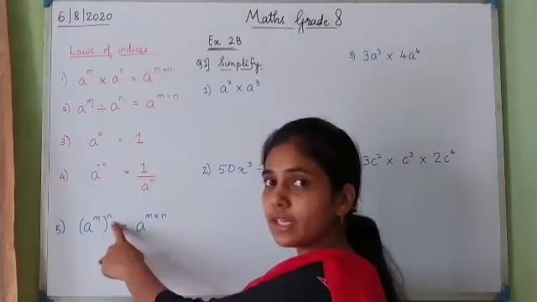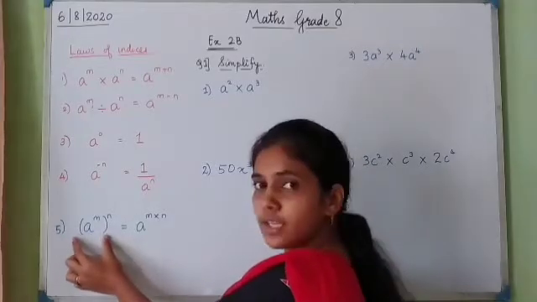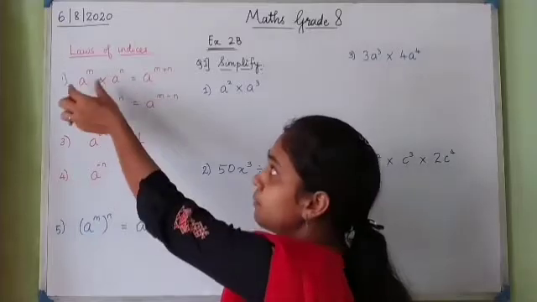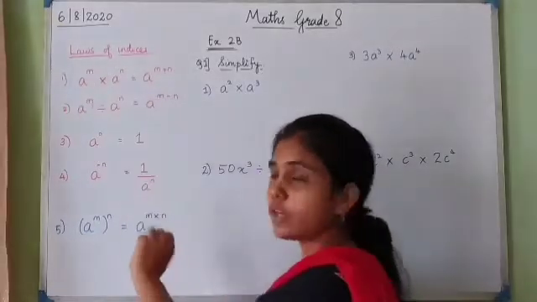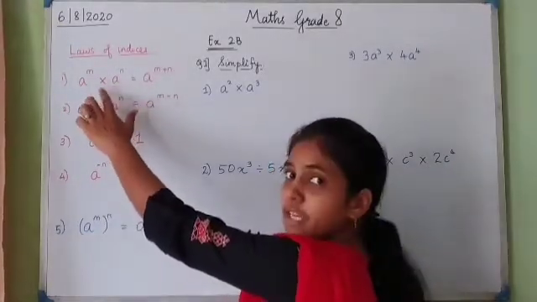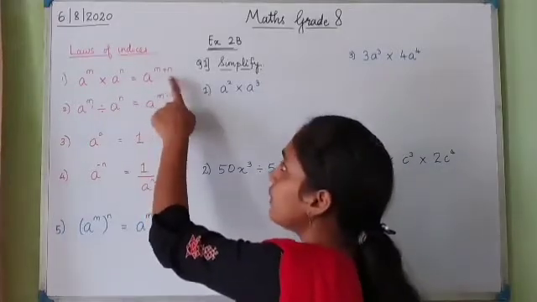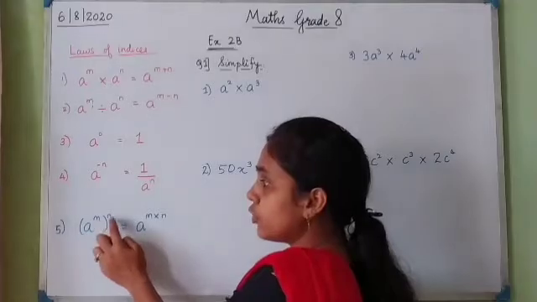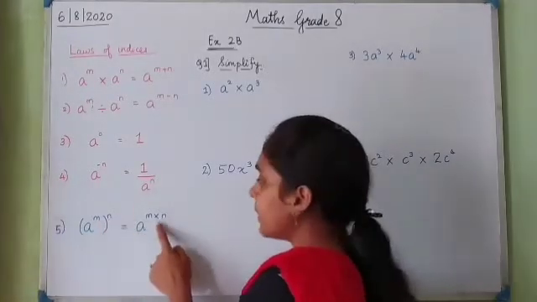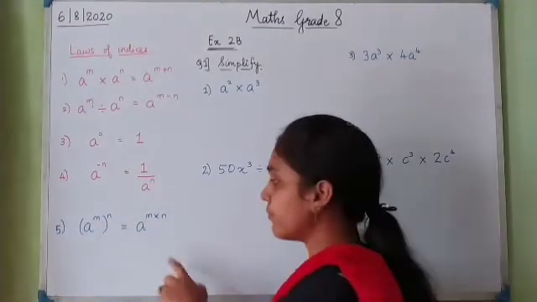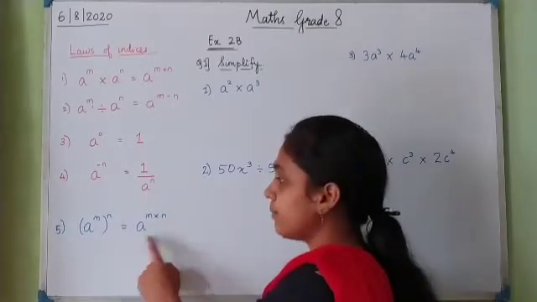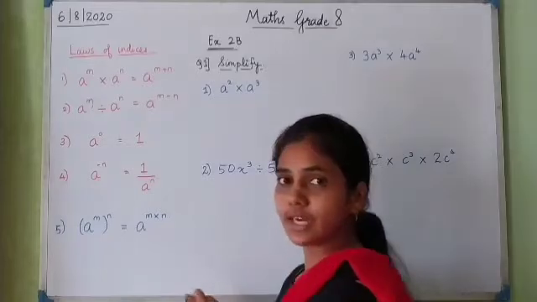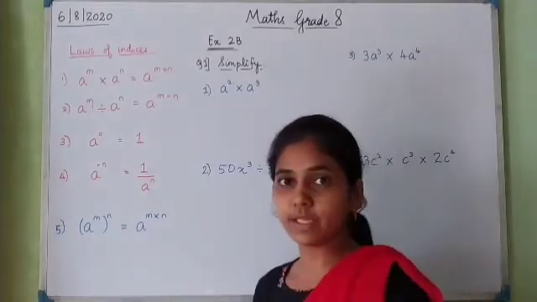So when do we multiply two powers or two indices? If there is a bracket in between the two indices, okay? Here, if there is a multiplication sign between two bases, then what do we do? We add the powers. But if there is a bracket between two indices, then we multiply the powers. We multiply the indices and the base remains the same, okay? So this is a new thing which we are going to study in this exercise number 2B, okay?